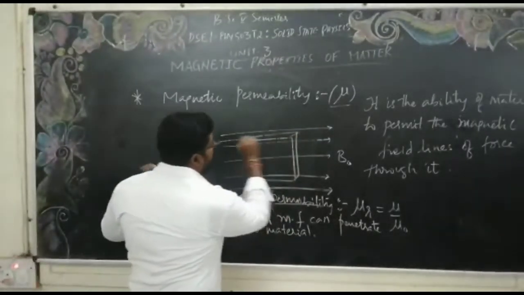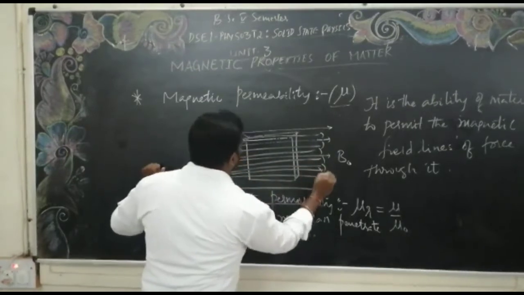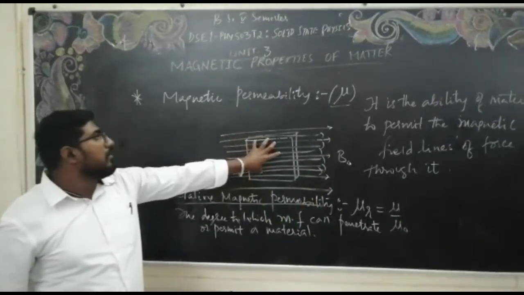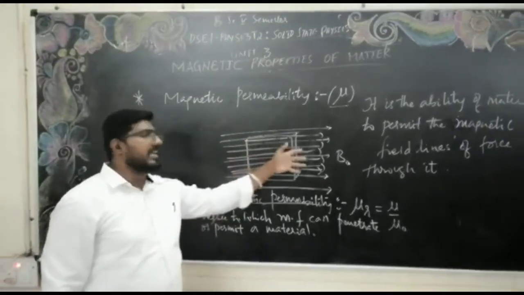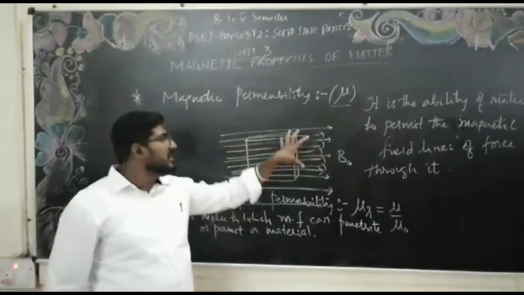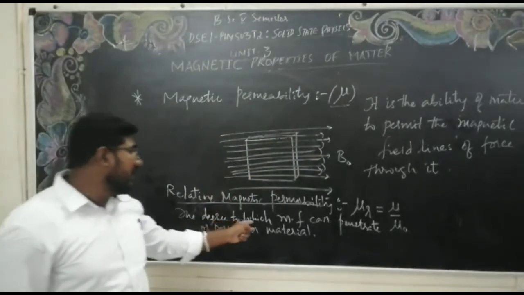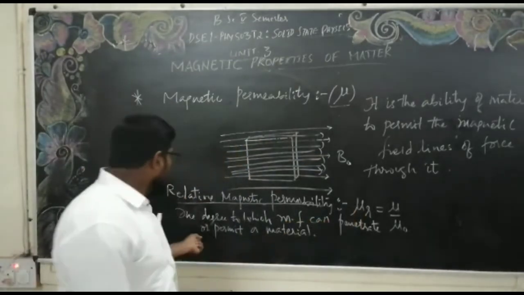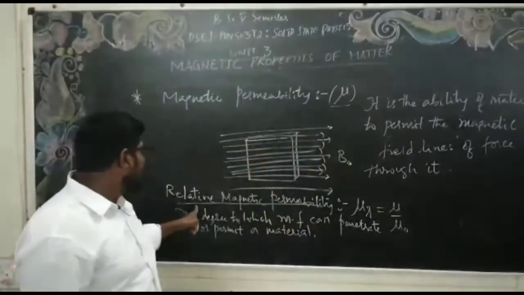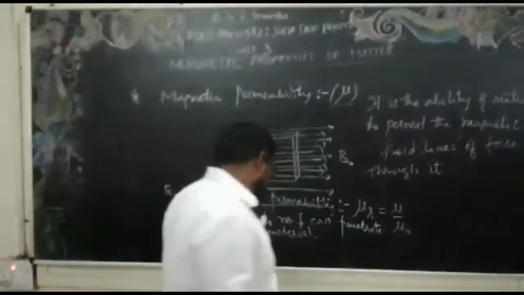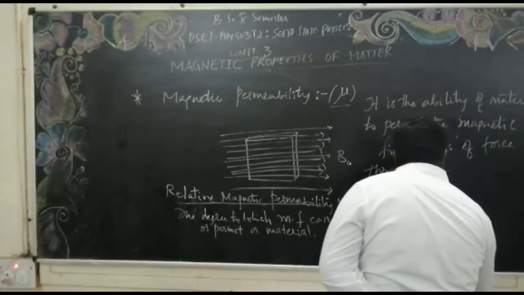That means if I draw more magnetic field lines, here the material has more magnetic permeability, because more magnetic field lines are permitted. That means they are passing through this material. Because of that, there is more magnetic permeability. The degree to which the magnetic field can penetrate or permit a material to pass through is known as the relative magnetic permeability.